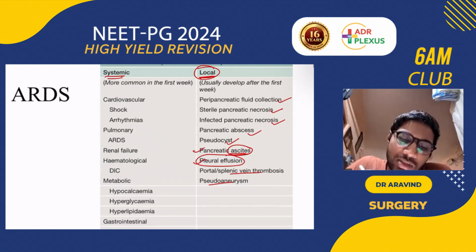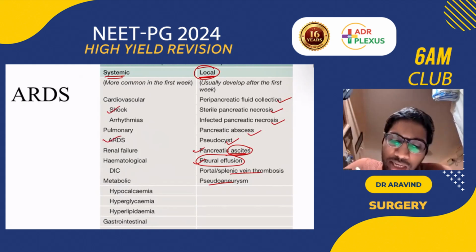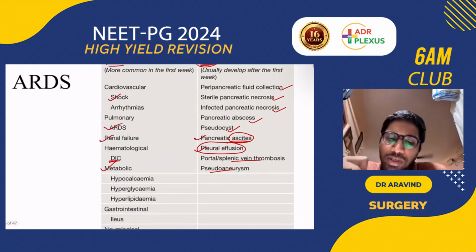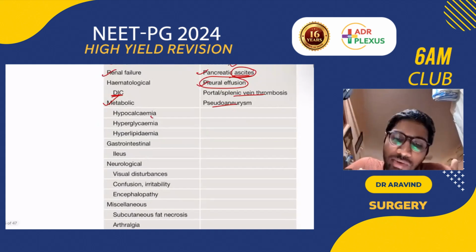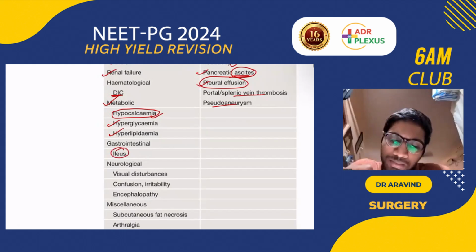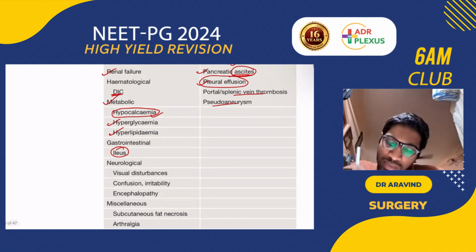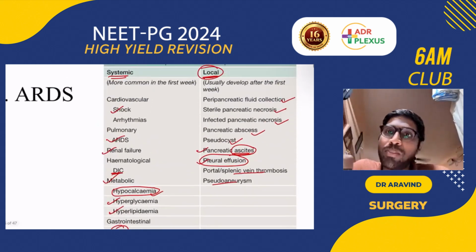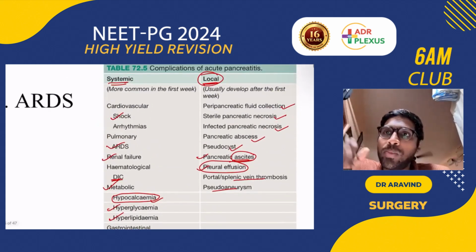Then systemic complications are shock, ARDS, renal failure, DIC, and metabolic complications. Hypocalcemia is a very, very important point in pancreatitis. The insulin will not be secreted properly, so hyperglycemia and hyperlipidemia. Because of the intense inflammation within the abdomen, there will be paralytic ileus also. Other things are not much important. These are the important complications in acute pancreatitis.